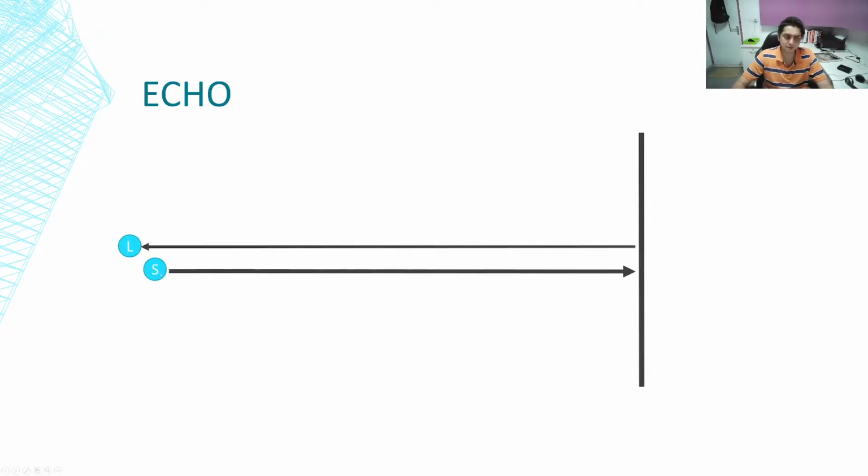Suppose S is the source of the sound and L is the listener. S produces a sound. The sound travels all the way, hits the wall and reflects back to the listener, L. If the time taken for this round trip, hitting the wall and coming back, is more than 100 milliseconds, you will hear it as an echo.